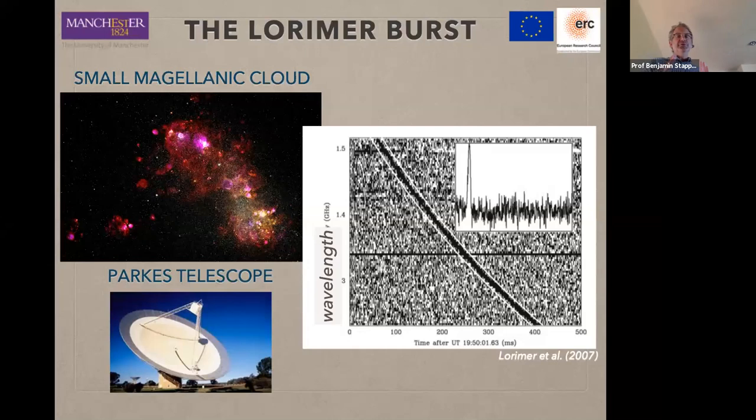So this was a bright burst and it had a sweep in frequency, and I'll explain on the next slide why that sweep in frequency is incredibly important. The other thing to note is, like I said, that it was very bright, which is interesting from the point of view of how far away this particular object was.